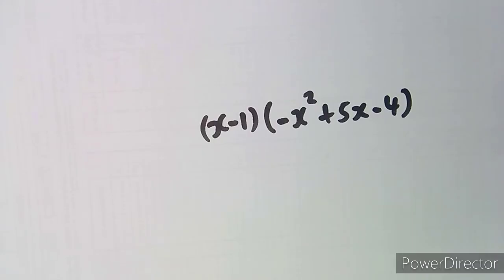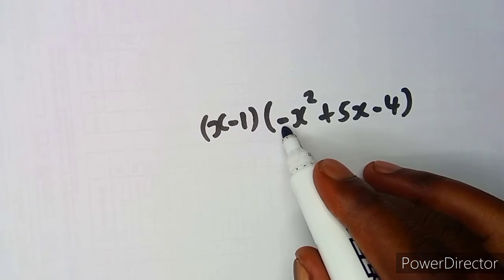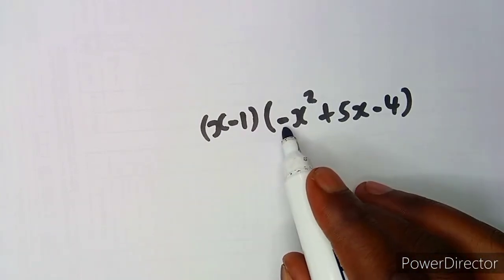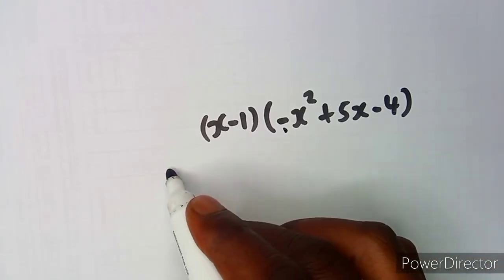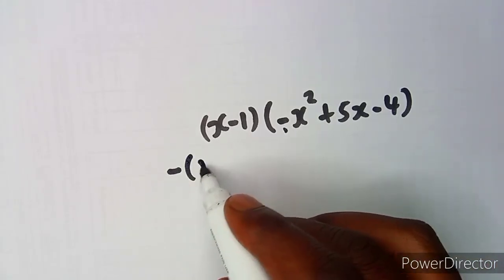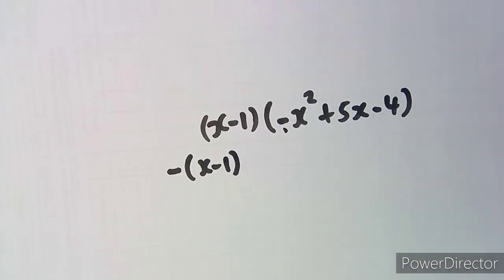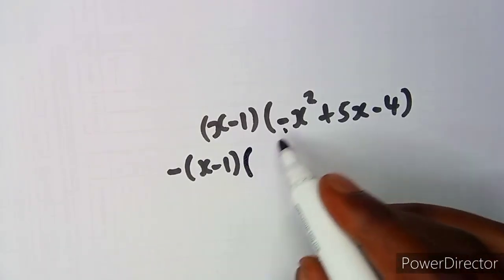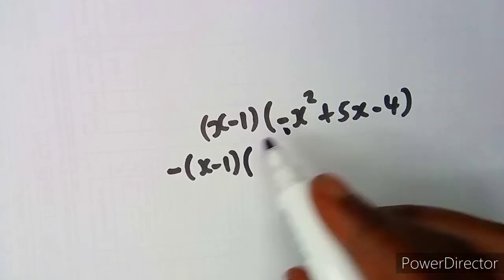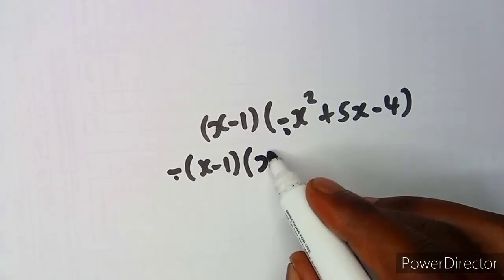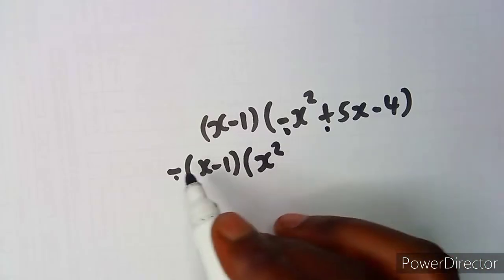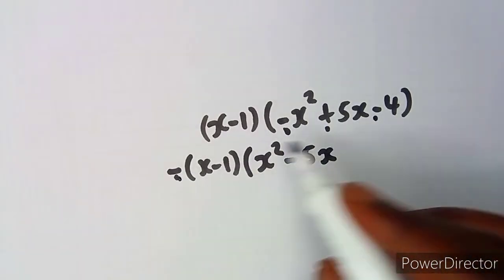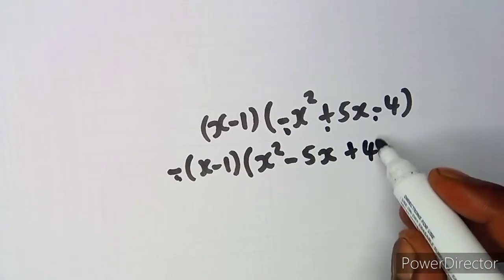So in order for us to factorize, we can actually factor out the negative first from this, since x is affected by negative. So if we factor out the negative, it is going to be negative into x minus 1, like this. Okay, then if you factor out negative from this one, it's minus x squared divided by minus, which is positive x squared, plus and minus, which is minus 5x, minus and minus, which is plus 4.